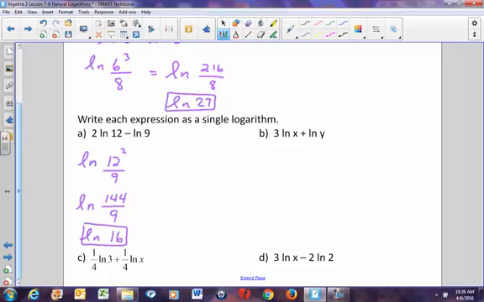3 natural log x plus natural log y becomes the natural log of x to the 3rd times y, because we're adding, we know that's multiplication. So to clean that up, it's the natural log of x to the 3rd y. The same properties of logarithms apply to natural logs as do common logs.